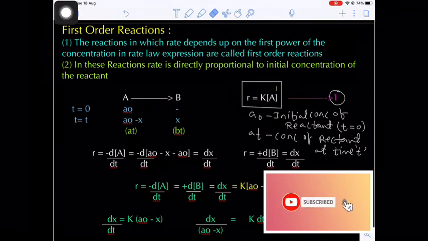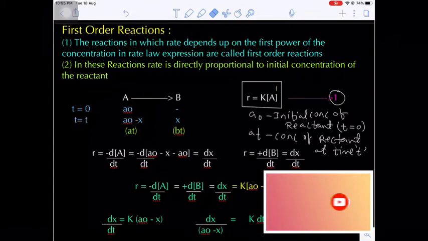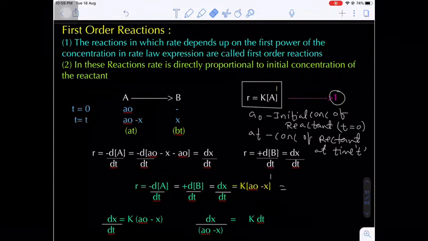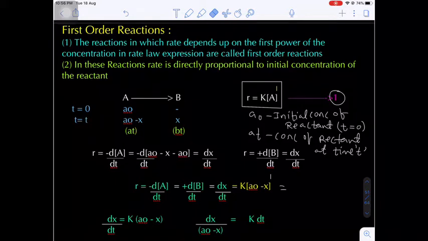Hello students, today we are going to discuss a very important topic called first order reactions. In the last class we completed zero order kinetics. In today's lecture we are going to start first order reactions. It is a very important topic from the objective examination point of view, like IIT JEE and NEET, and even in the board exam this topic is very important.